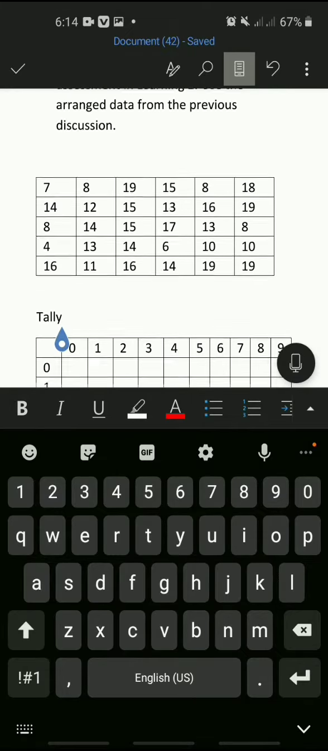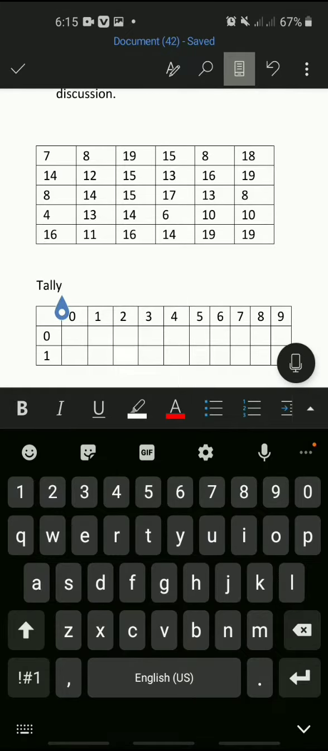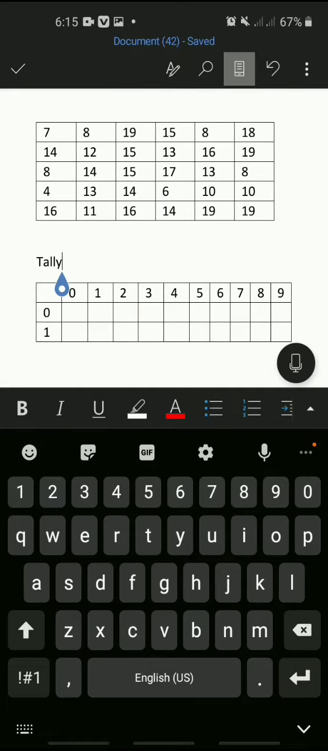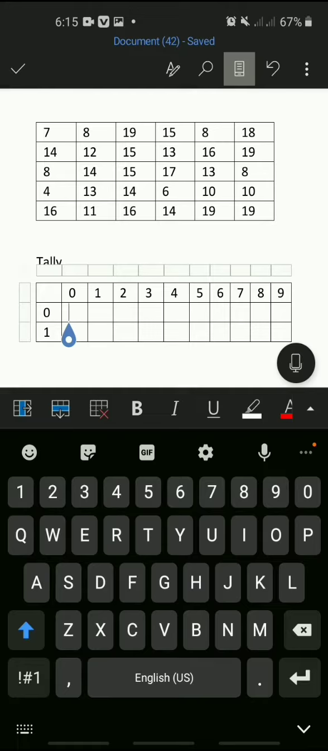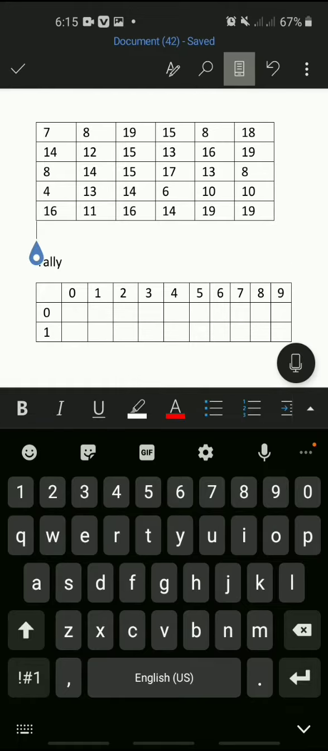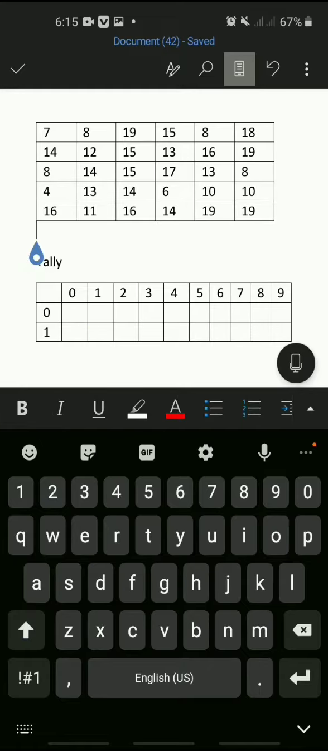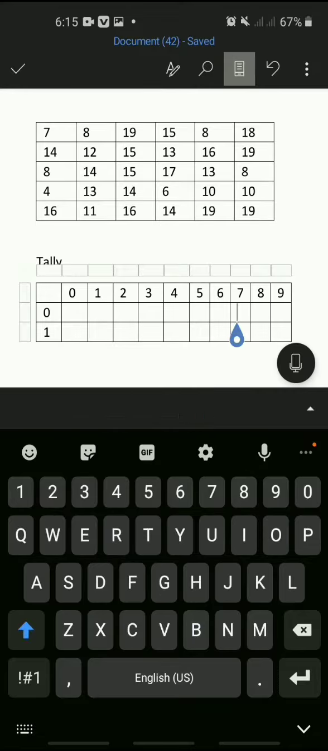So another way to arrange your data is using tally. It is similar to stem and leaf. This is the stem, and this is the leaf, but it's a tally version. So we'll start with 7. Here is 7, the stem is 0.